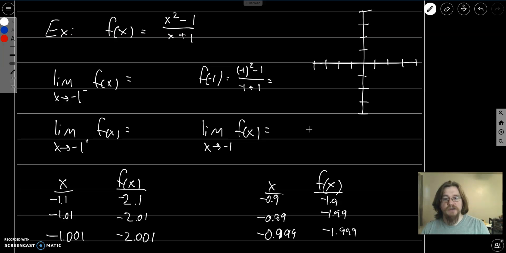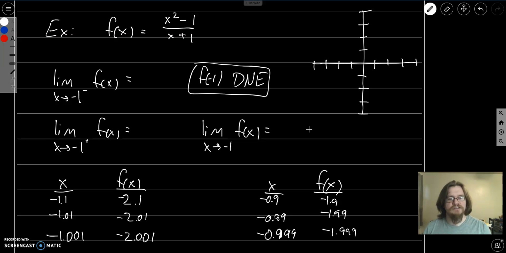So negative 1 squared minus 1, that's 0. Negative 1 plus 1, well, that's 0. We can't divide by 0. So in fact, f of negative 1 does not exist. So whatever the function is doing at negative 1, I can't even plug in negative 1. This function doesn't even exist at negative 1. So what I've done down here is, before I graph this and before I show you sort of a picture of what exactly is going on, let's do this numerically.